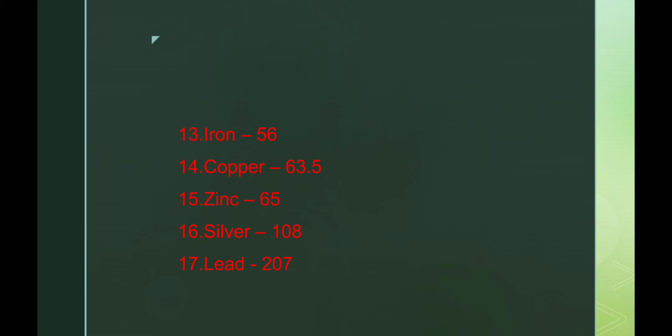Iron atomic mass unit is 56. Copper 63.5 AMU. Zinc 65 AMU. Silver 108. Lead 207. Dear students, you please remember at least these 17 elements' atomic masses, which come frequently to calculate the molecular mass of compounds.